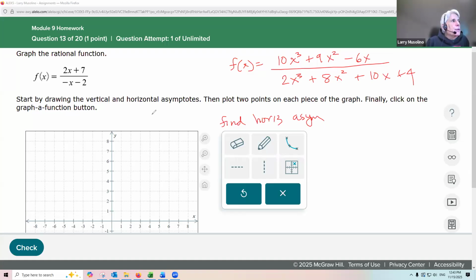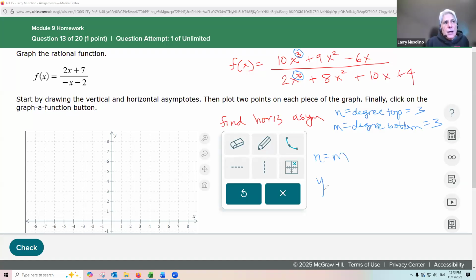Well, I'm going to compare the degree on top with the degree on the bottom. The degree on top is 3. That's the highest exponent. So degree on top is 3. We call that n. The degree on the bottom is 3. We call that m. Well, it looks like, again, n equals m.